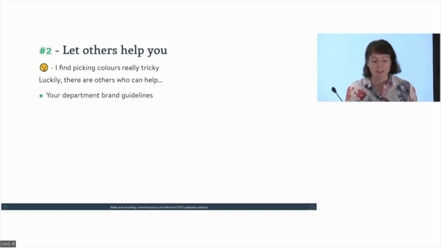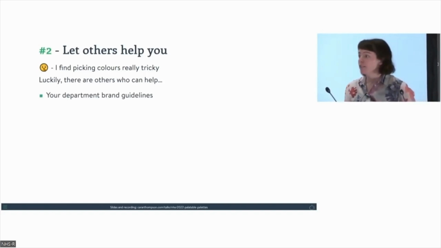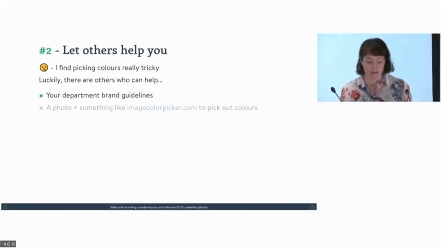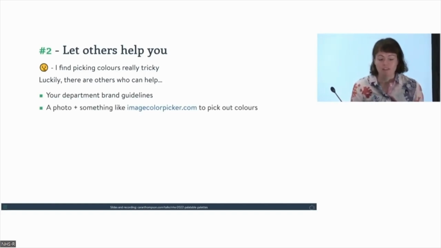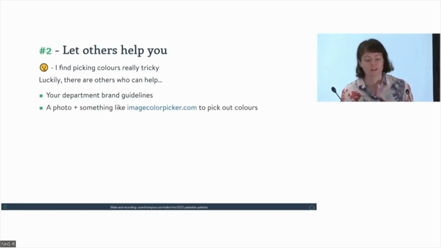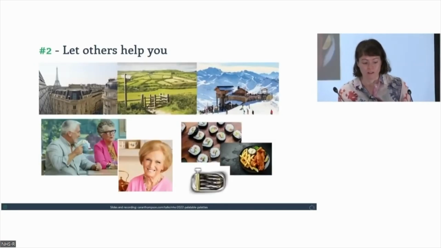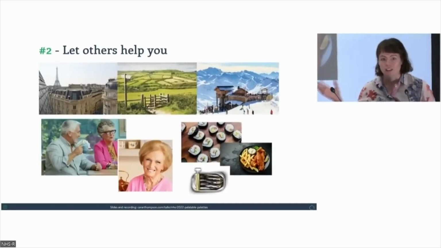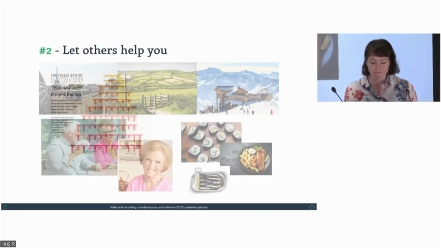You might have some department brand guidelines that you can fall back on, in which case that's great, go and use those. My favourite thing to do is start from a photo and use something like imagecolorpicker.com to pick out specific colours from it. If you like the look of the photo, you're probably going to find some colours within that will work quite well together. Here are the photos that I used to create our Palmer Penguins adventure.